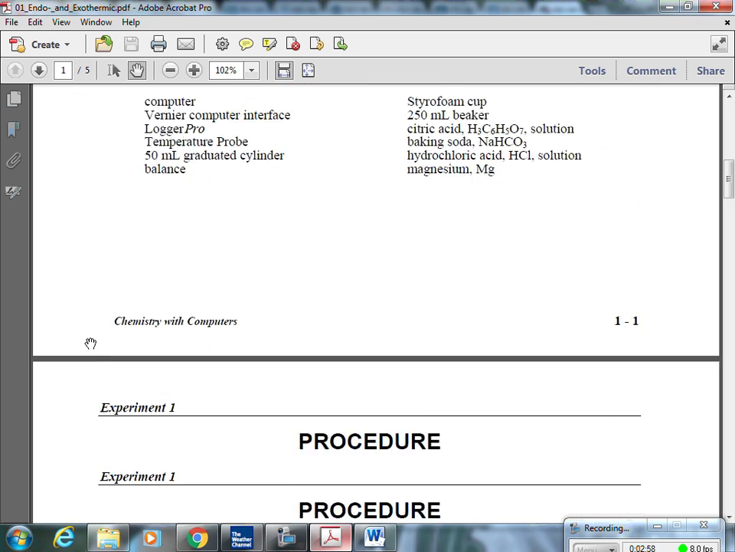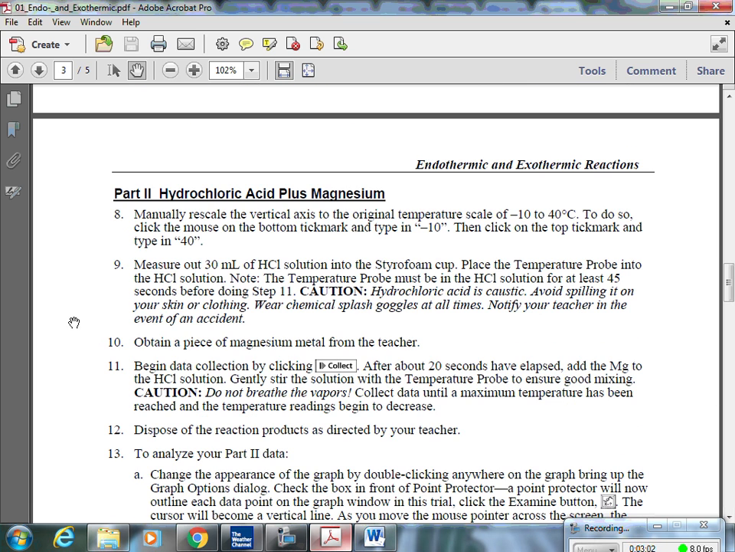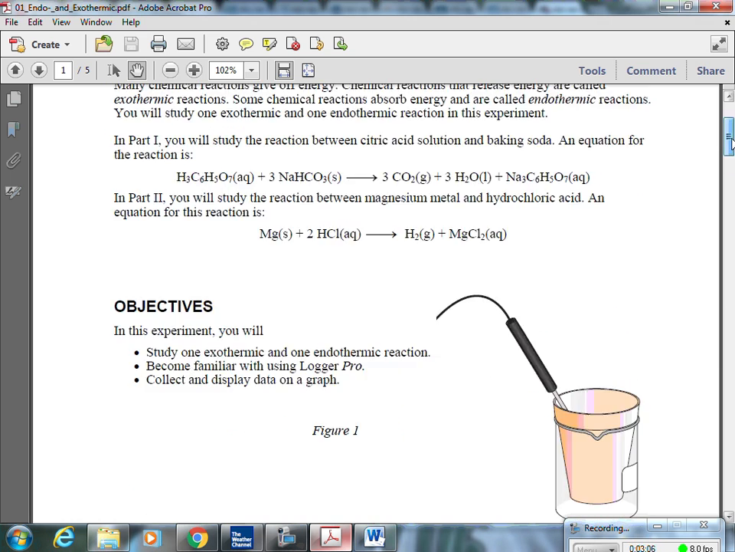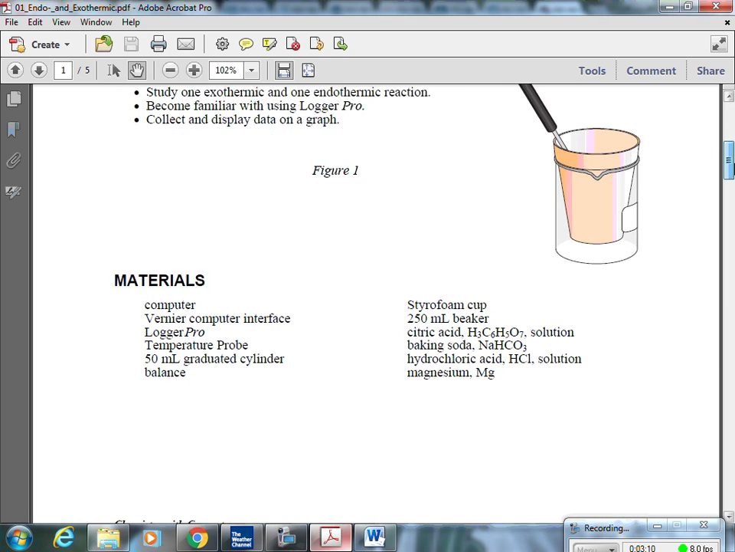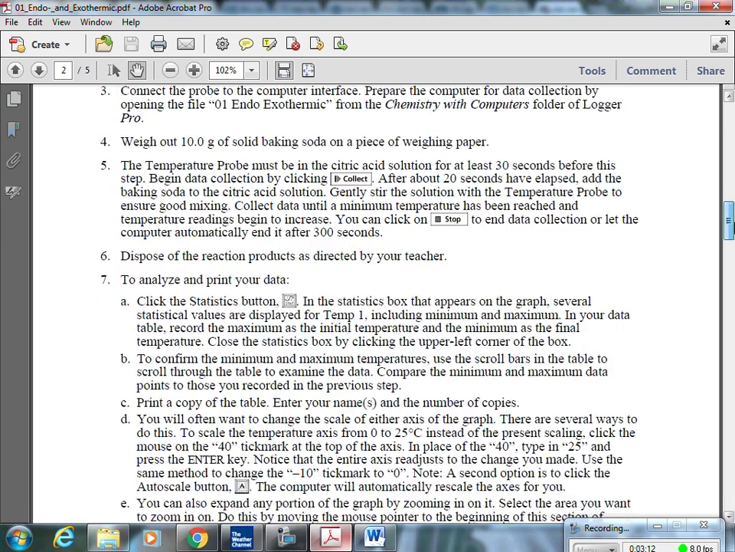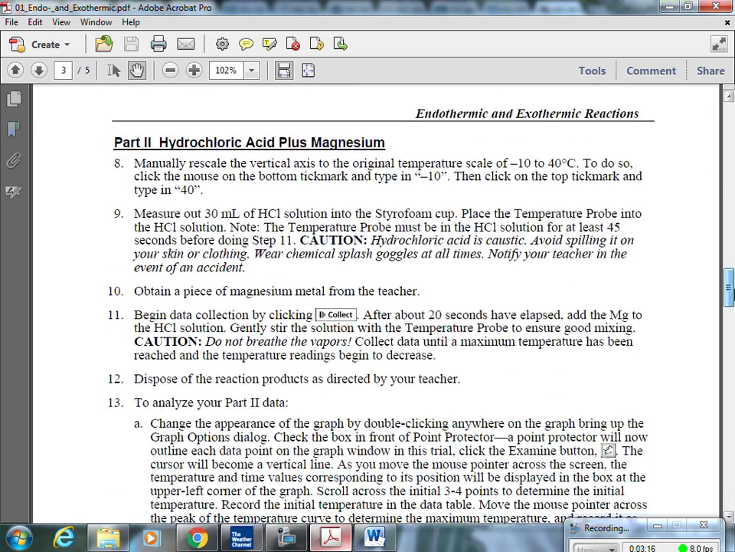In part 2, we are going to take hydrochloric acid and we are going to take magnesium metal. It doesn't say how concentrated the hydrochloric acid is, but make sure you read the bottle. I don't have these chemicals mixed up yet, so I will have to check. Make sure you read the bottle to see the concentration of hydrochloric acid.